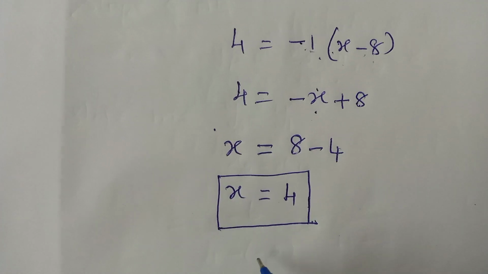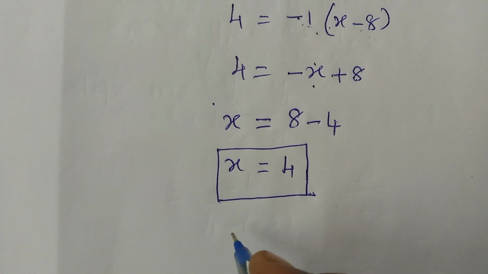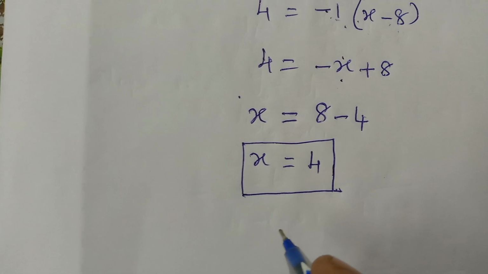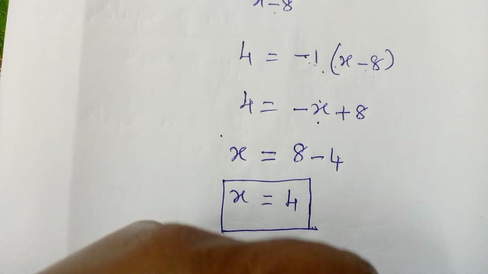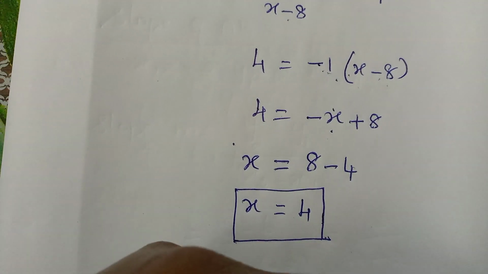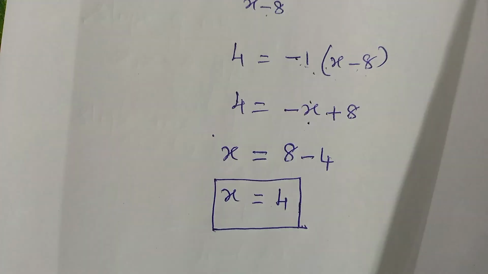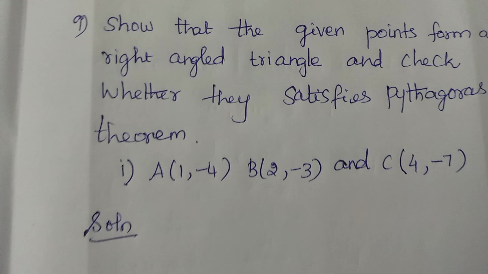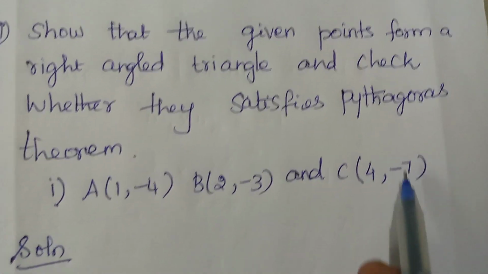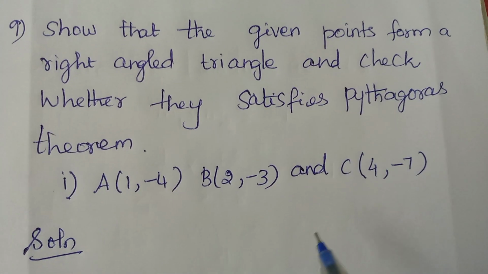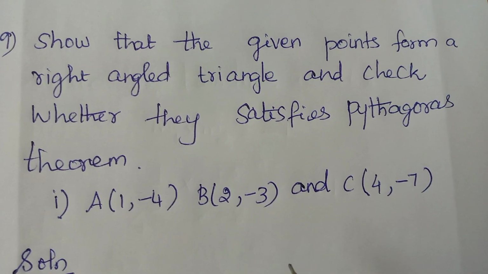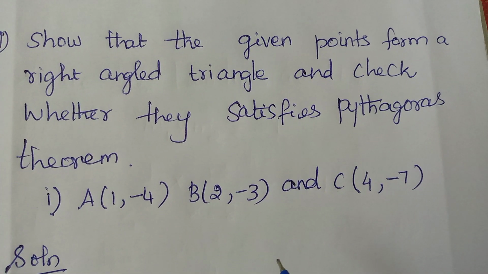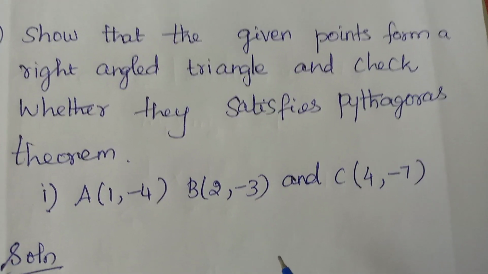Understood, students? Okay. Let's move to the next question, that is question number 9. Let's write the question: find so that the given points form a right angle triangle and check whether they satisfy Pythagoras theorem. What is the Pythagoras theorem? Do you remember? The square of the hypotenuse is equal to the sum of the squares of the other two sides. Is it?